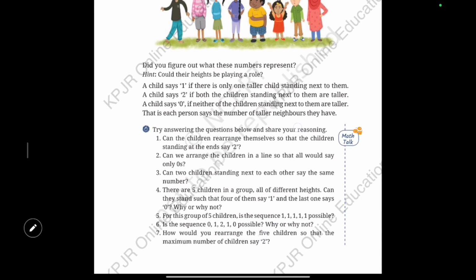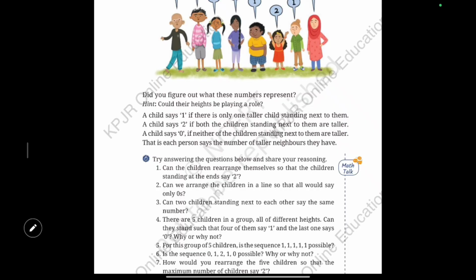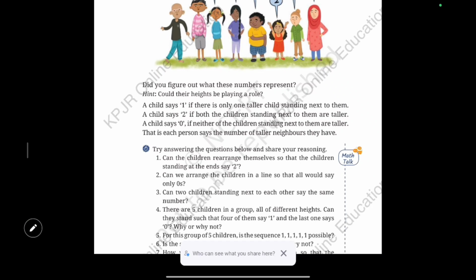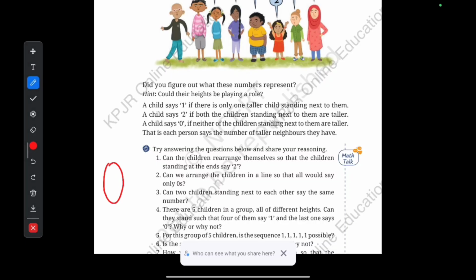Moving on to the third question. Can two children standing next to each other say the same number? Is it possible? Two children standing next to each other would say the same number. So, they have two conditions. The first: each of them has exactly one taller neighbor. So if one is taller and the other is shorter, exactly one person is taller on either side. Correct?